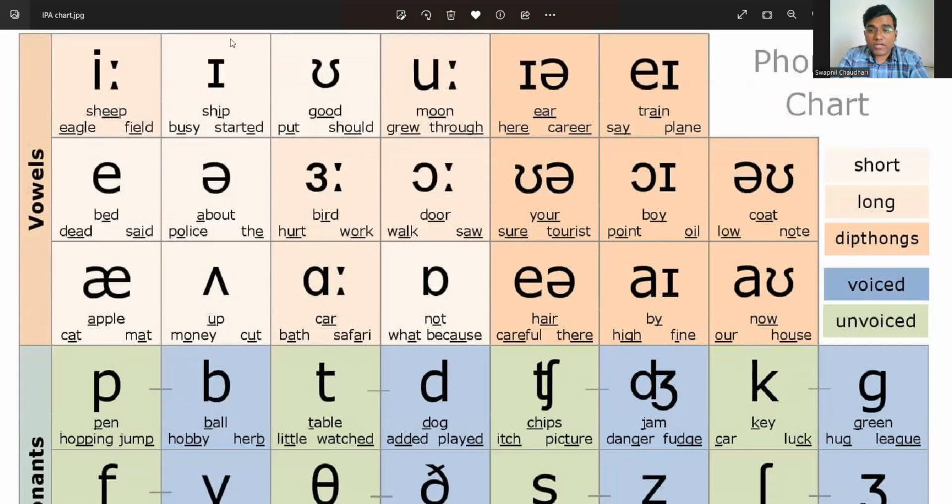Okay. Now coming to the diphthongs, over here we have these sounds. So a diphthong is a combination of two vowel sounds or one vowel and one consonant sound. Okay. So you see the first one is ow, a and u, ow. Now, hour, house, ow.